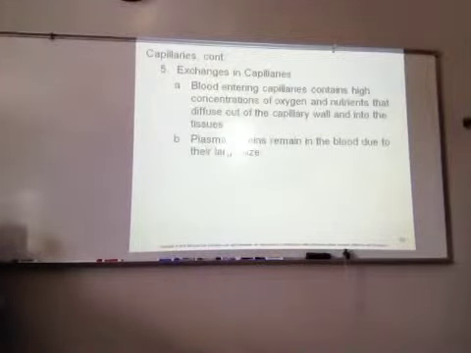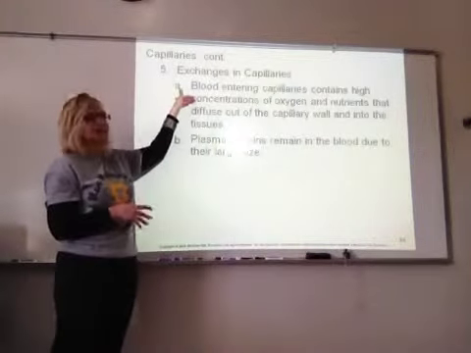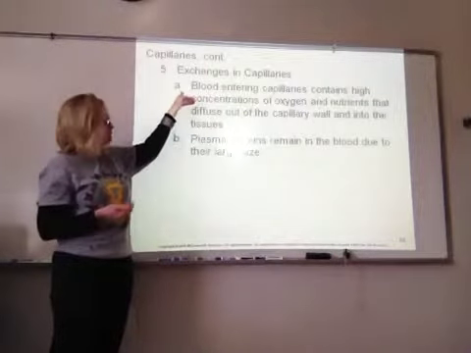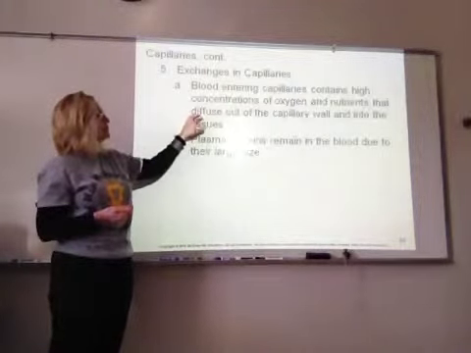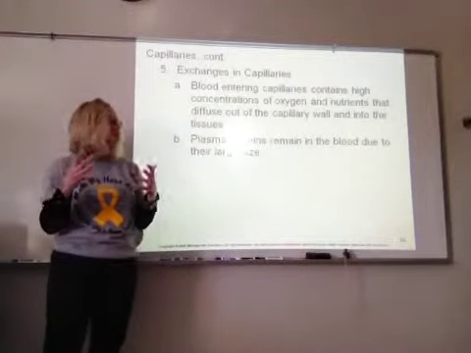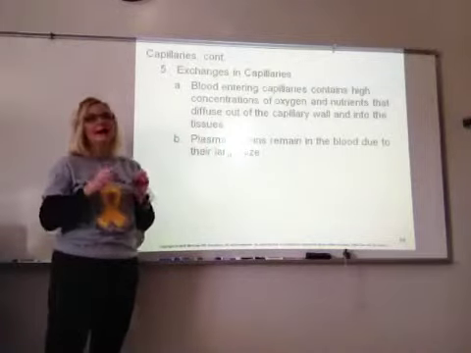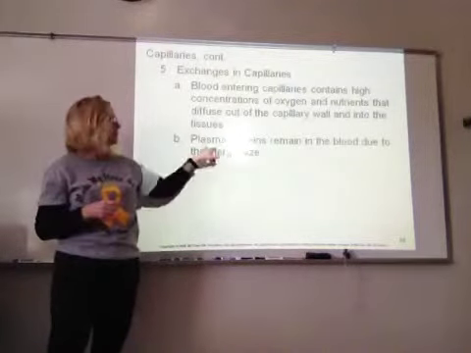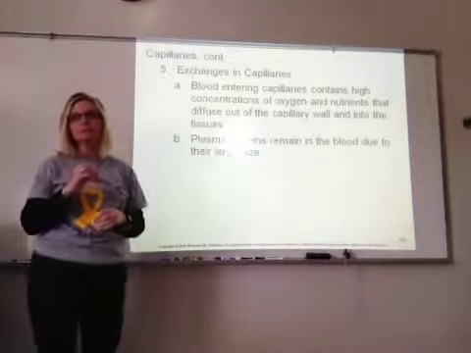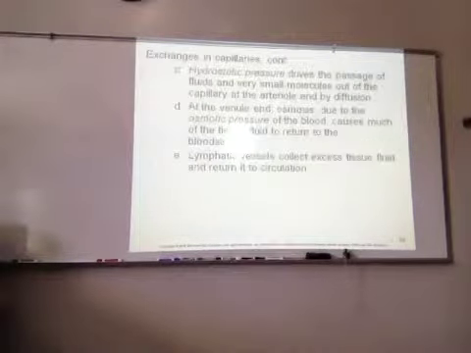So, blood comes into the capillaries. It has high concentrations of oxygen. It's picked up oxygen, has nutrients, some electrolytes, and those are going to diffuse out of the capillary wall and into the tissue and cells that surround it. Plasma proteins are not going to pass through capillaries. They are going to stay in the blood because those proteins are too large, too big to pass through your capillaries.